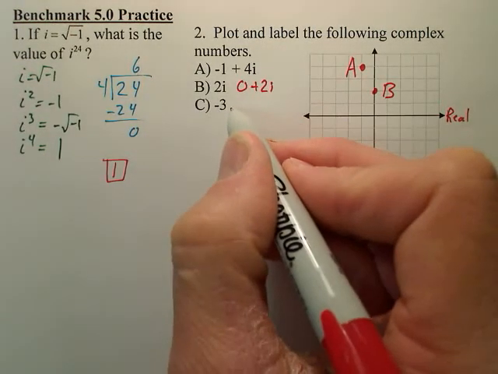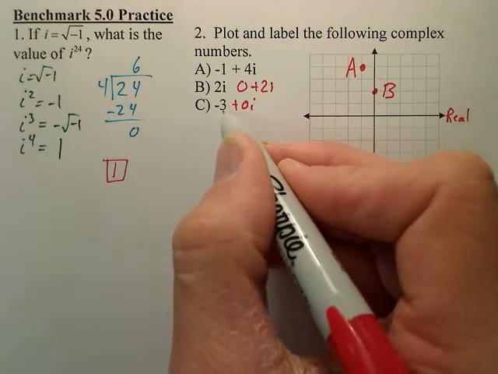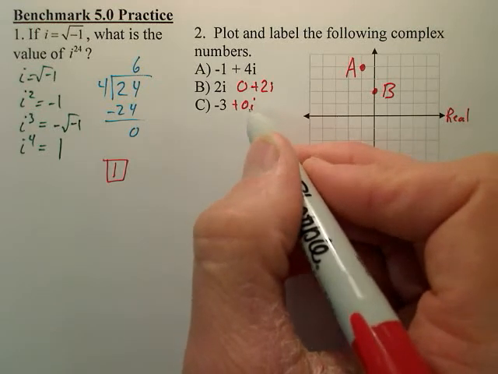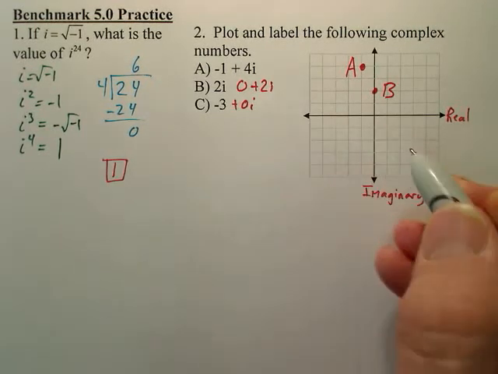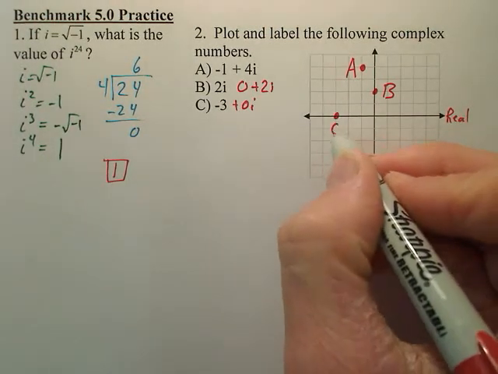And for the last one, you could think of this as plus 0i, or just think of it as negative 3, which is on the real axis. Because you're not going up, no imaginaries. So simply you go over here, and right there on the real, negative 3. I'm done.